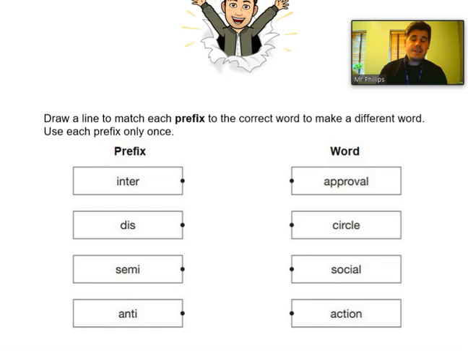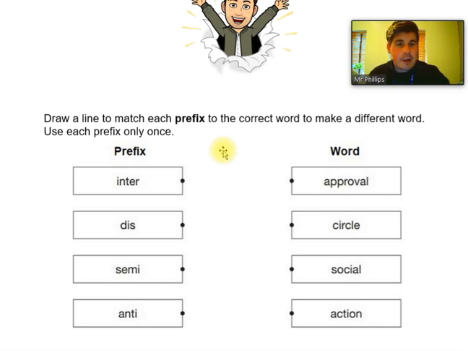So the strategy for this, same with any multiple choice, whether you're doing root words or prefixes or suffixes, is try it on. Just like you wouldn't buy a jacket or a t-shirt without trying it on first, you've got to try your answers out. Which ones seem to make sense, okay? So let's start with inter as the prefix. Let's try on all the root words and see which one fits. So inter approval, inter circle, intersocial, interaction.